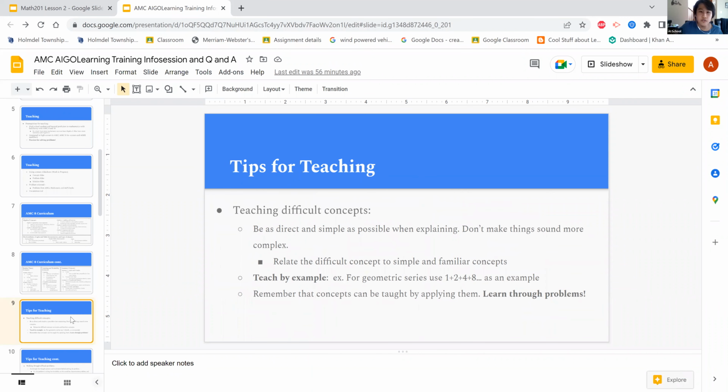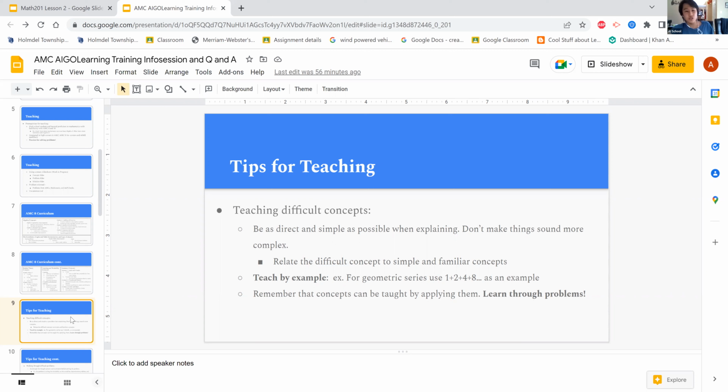So for teaching difficult concepts, it is best to be as direct and simple as possible when explaining. A lot of times I find that solutions online can be extremely complicated, and I'm so confused as to where they're trying to go. When the solution can just be explained in much simpler words, they don't have to go that complicated, which is kind of annoying. So don't be like that. Don't make things sound more complicated than they actually are.